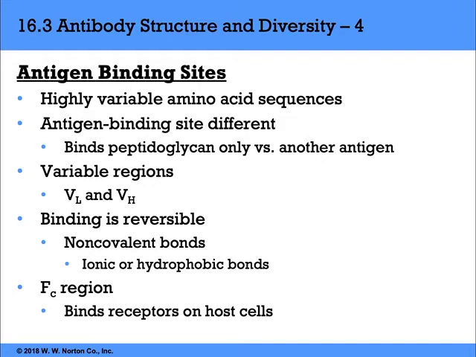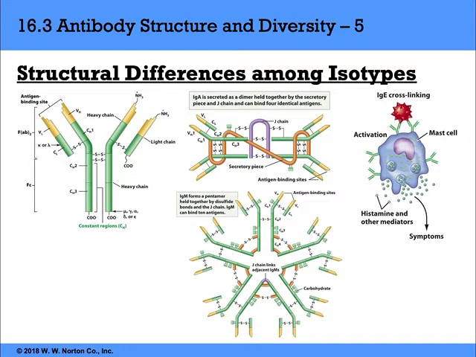The variable regions for the light chain are called V sub L, and the variable regions for the heavy chain are V sub H. The binding is reversible. Non-covalent bonding primarily and hydrophobic bonding guide the interaction, while the constant region can bind receptor on host cells or can bind complement in the blood. So you can see what some of these look like. That right there in the middle of the top, that's IgA, that's IgM. That could be IgG. And then you can see some IgE here, activating a mast cell, getting internalized. So, different configurations, different locations.